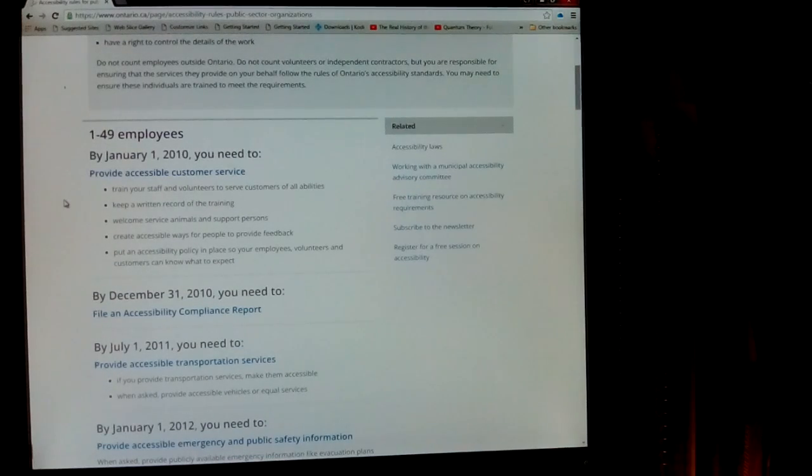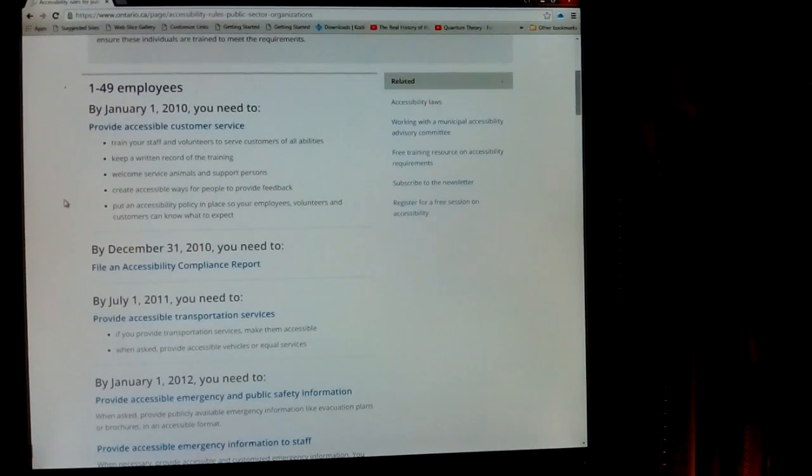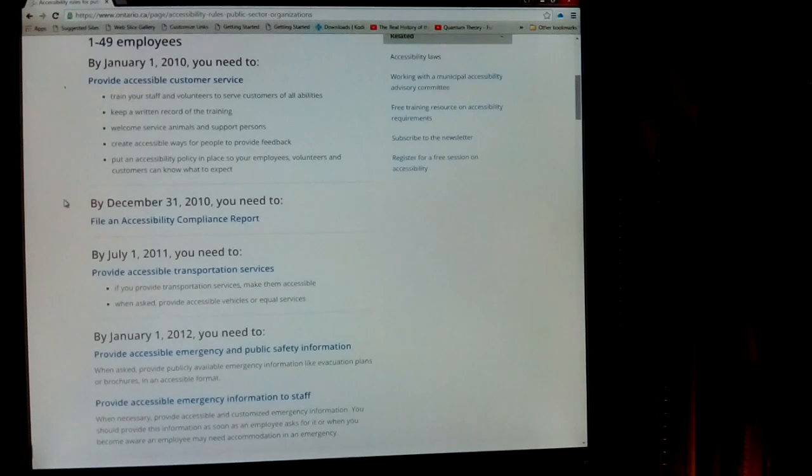So, 1 to 49 employees by January 1st, 2010. So this was 6 years ago. You need to provide accessible customer service. Train your staff and volunteers to serve customers of all abilities. Keep a written record of the training. Welcome service animals and support persons. Create accessible ways for people to provide feedback. Put an accessibility policy in place so your employees, volunteers, and customers can know what to expect. By December 31st, you need to file an accessibility compliance report.